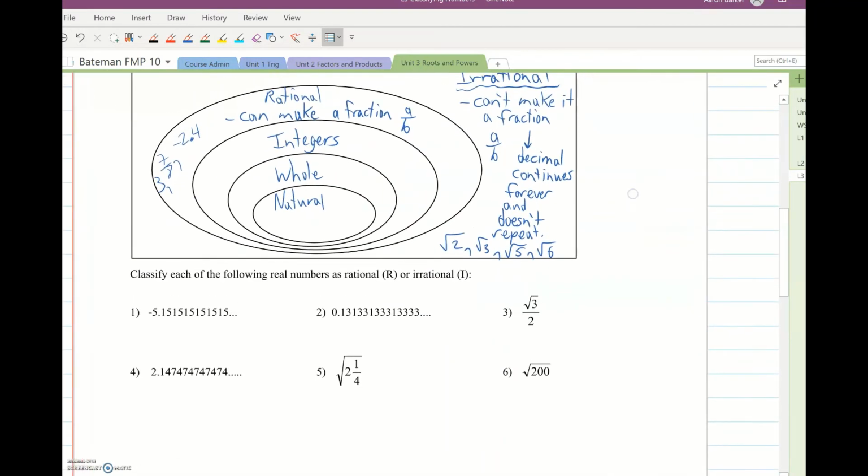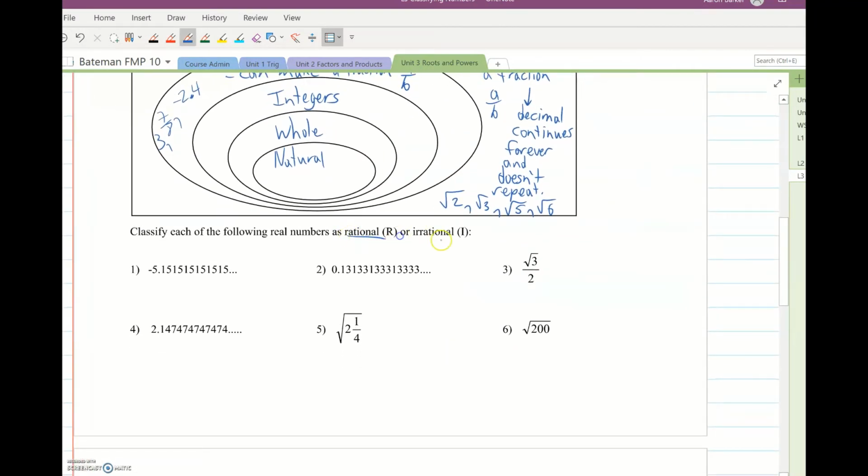So let's go down here and categorize as rational or irrational. Remember what these 3 dots mean? It means that the pattern repeats. The pattern repeats forever. Another way to write this is negative 5.15 with the repeat bar over the 1 and the 5. Because it's repeating, it is definitely rational.